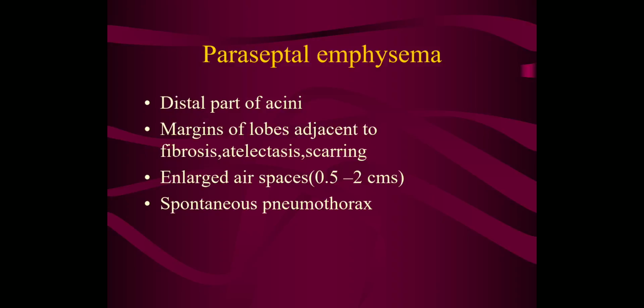and the enlarged air spaces may come around 0.5 to 2 centimeters in diameter, and that is also another common cause of a spontaneous pneumothorax. Why? Because these emphysematous air spaces are situated very close to the pleura. So what happens when these air spaces rupture in any manner, that will cause air in the pleural cavity or in the thoracic cavity. So that results in a spontaneous pneumothorax.